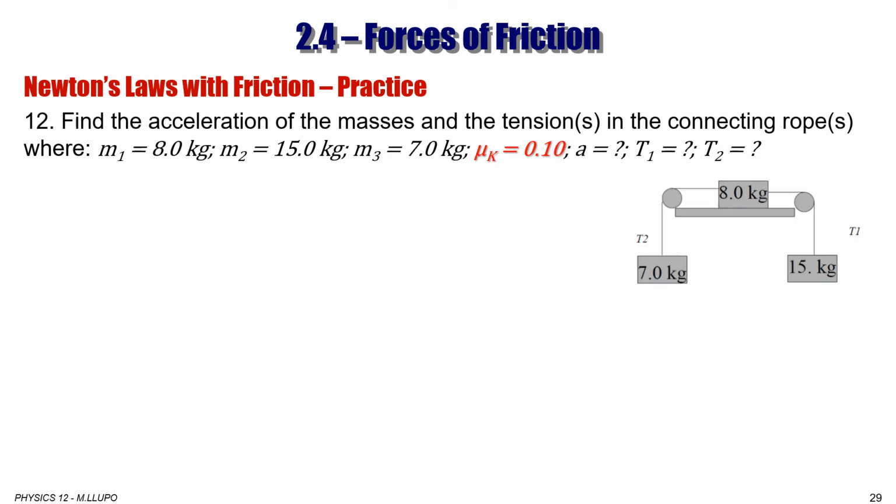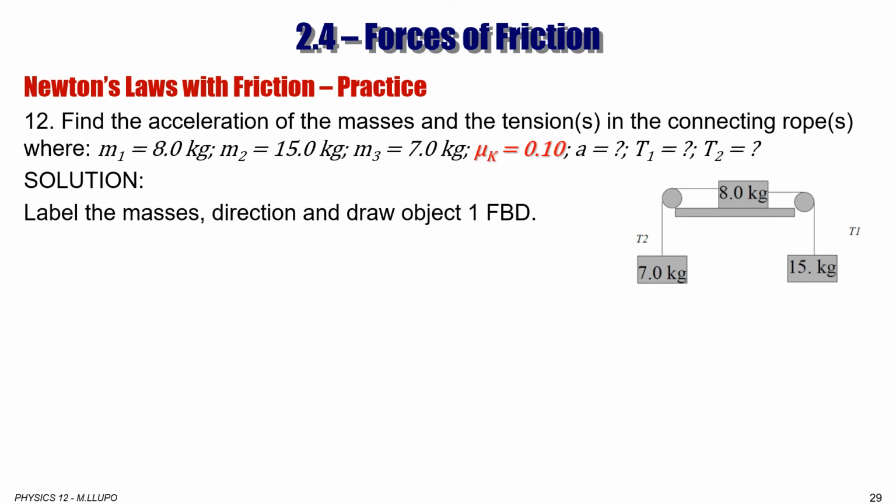This is the last practice problem. Now this time we have 3 masses, 2 pulleys, and 1 object that is on a surface where friction applies, with the same coefficient of kinetic friction, 0.10. Let's solve it, starting with labeling the objects and labeling the direction of the motion, which is the direction of the acceleration and the positive direction.